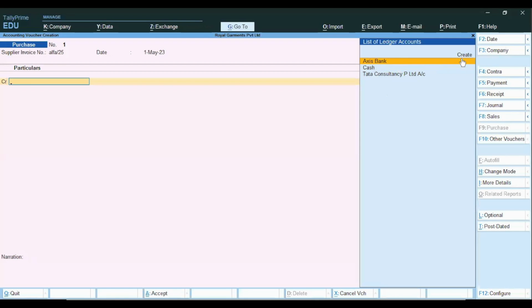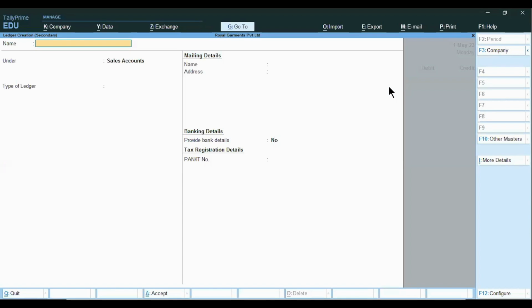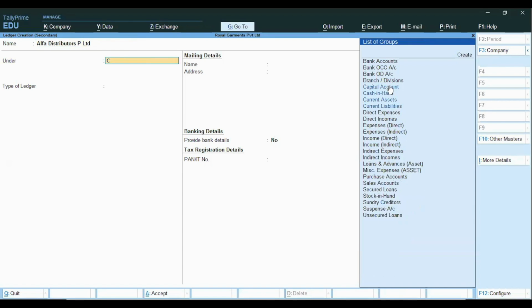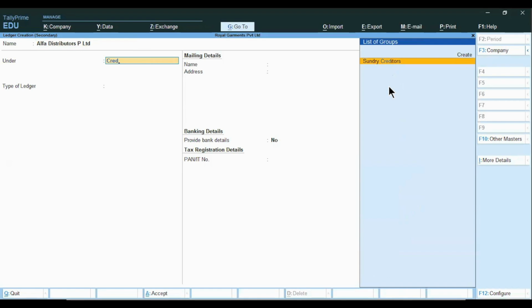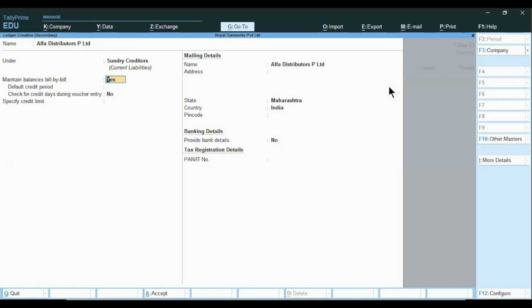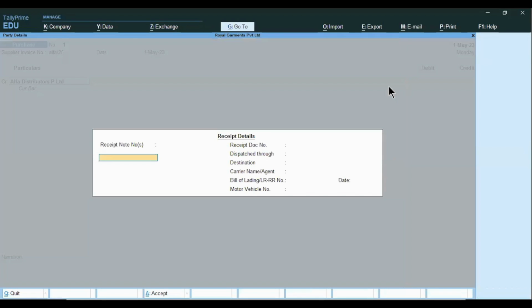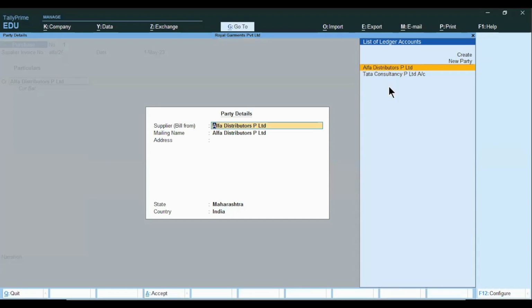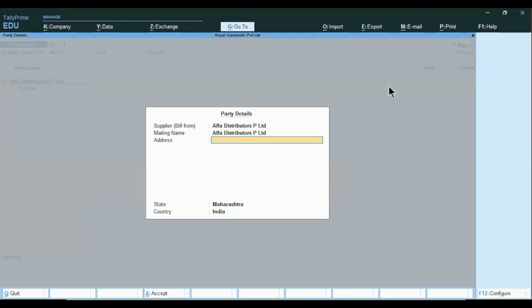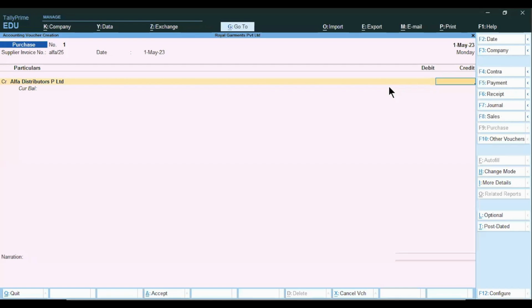So we don't have this. Either click on this create option, or press Alt C from your keyboard. Alpha Distributors Private Limited. These are the creditors. Alpha Distributor is our creditor. Again, we need to maintain bill by bill details. Yes. Rest of the things as it is. Party details. Here also you can enter the details of the party, name, address, everything.